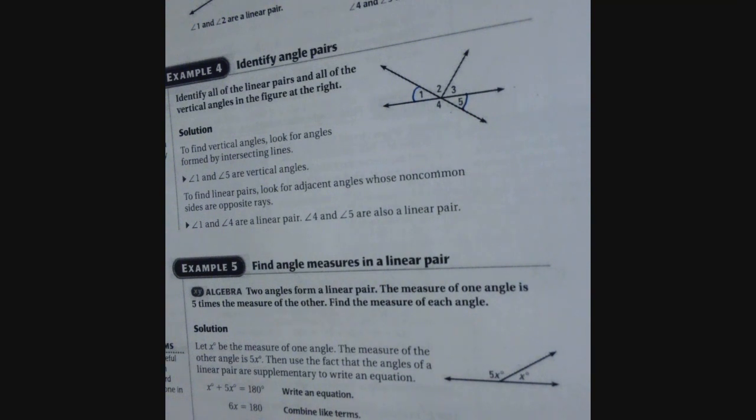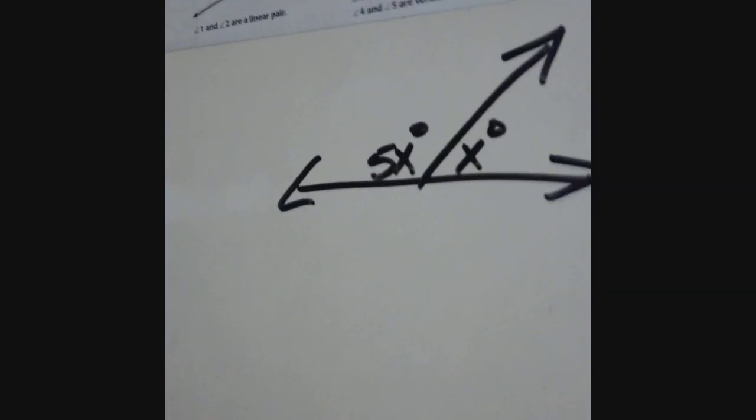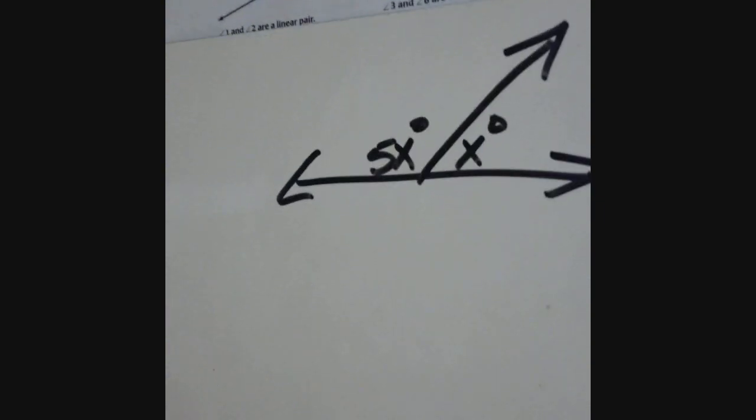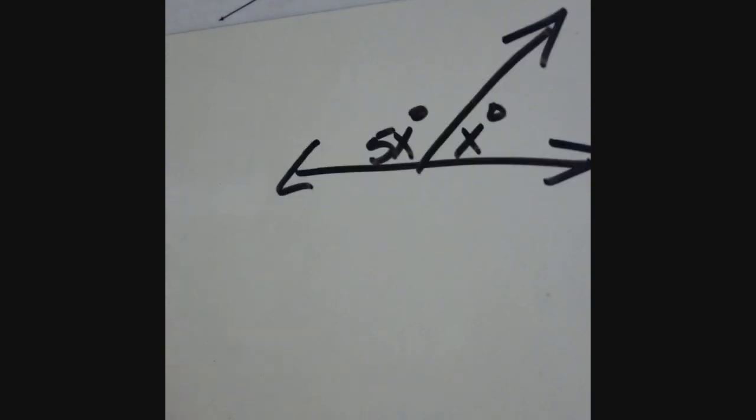So here they've drawn it out for you, but if they hadn't, this is exactly what I would do. So a linear pair, 5x, that's an x. One is 5 times bigger than the other. So there we go. It doesn't have to look perfect. So what they want is for you to tell how much each angle is.